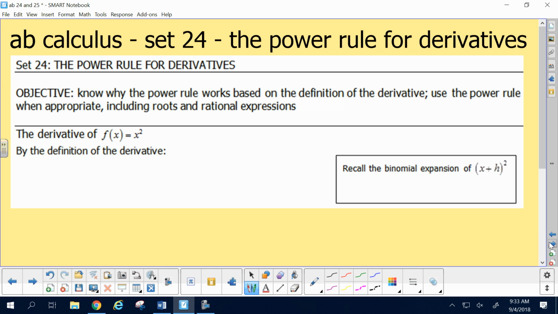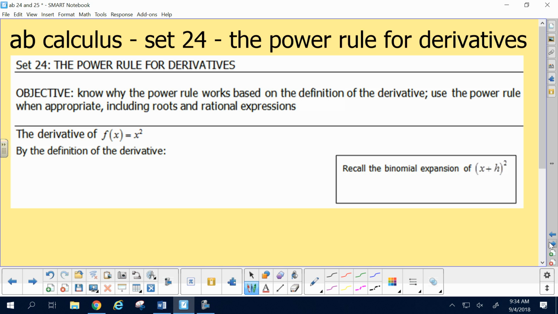So, set 24, the power rule for derivatives, also known as the greatest shortcut in all of mathematics. Are you ready? First you got to earn it, all right? I can't just give it to you. That's not my nature. You got to see where it comes from. Am I right? So, let's go a little something like this.